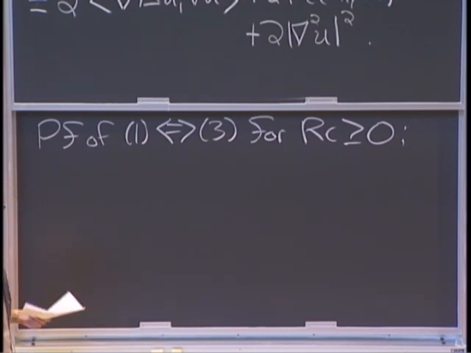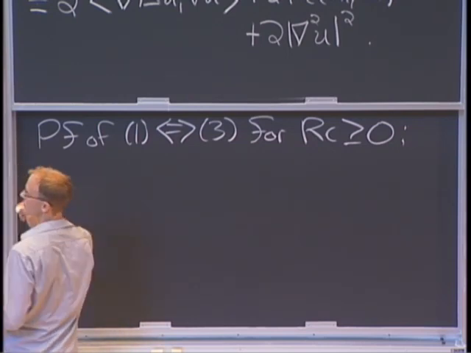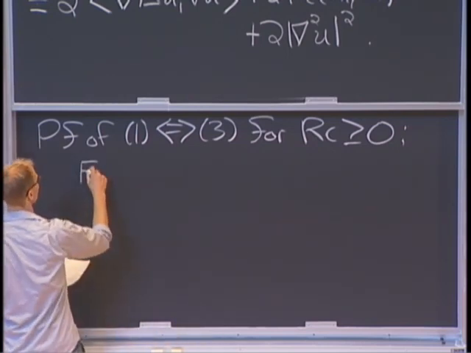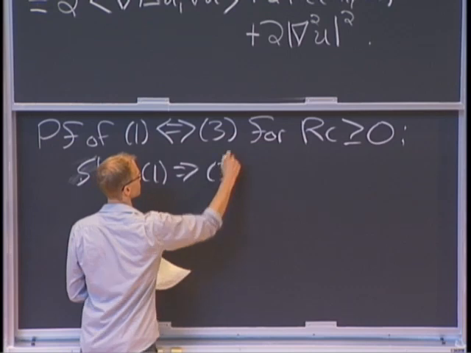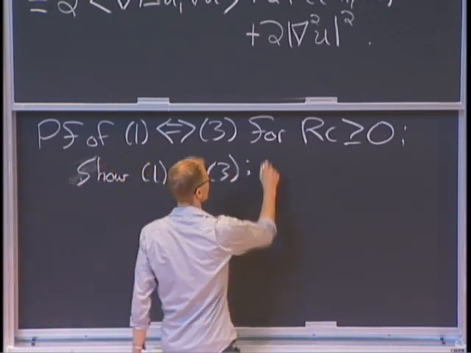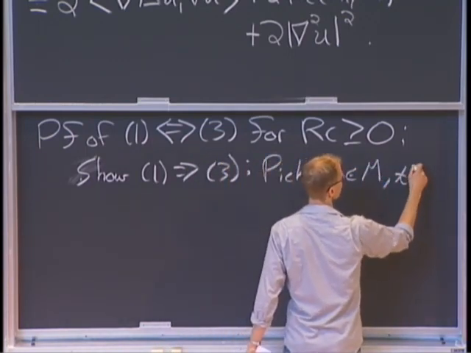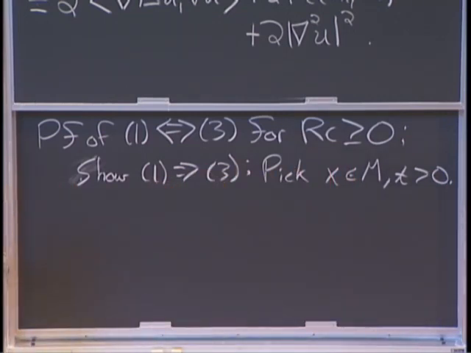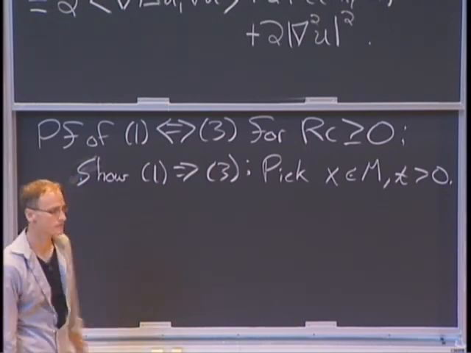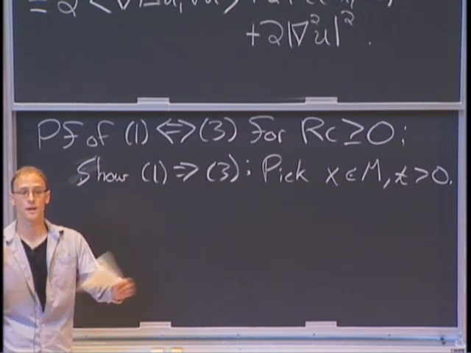So let's consider the following. We've picked some time t, so let's show 1 implies 3 first. We pick some x in our manifold and some t, positive. The 3 is sort of stupid for t equals 0, so we can assume it's positive. And we're assuming here that the Ricci curvature is non-negative. So let's consider the following one-parameter family of just numbers now.